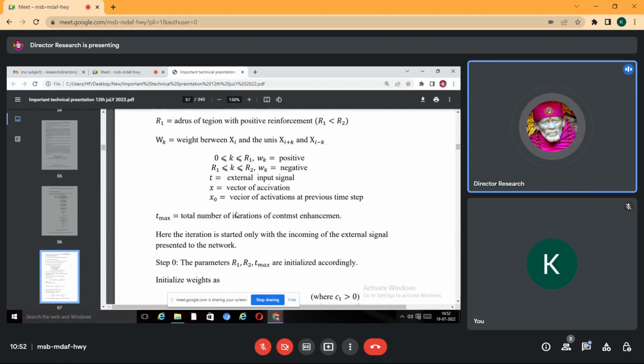Here the iteration is started only with the incoming of the external signal presented to the network. Step 0, you can look at step 0. Parameters R1, R2, Tmax are initialized, and the weights are initialized accordingly.